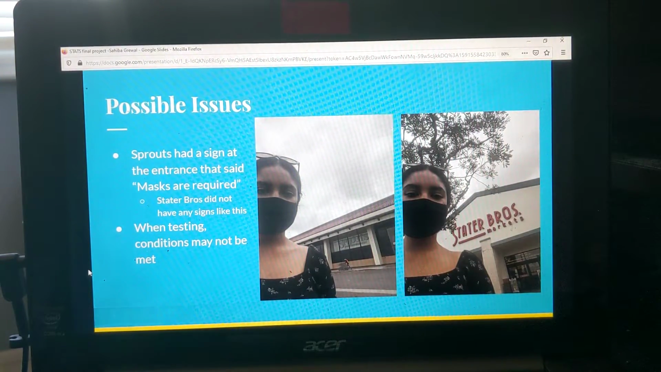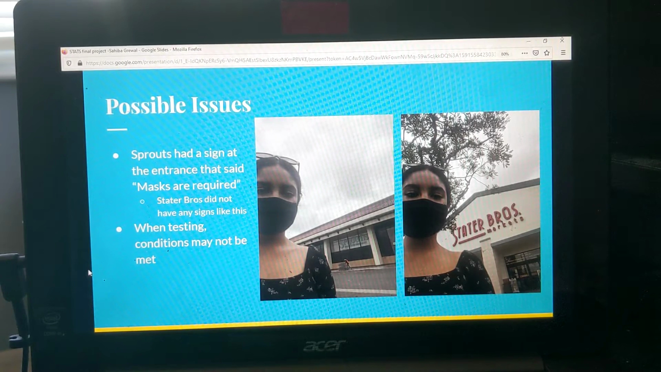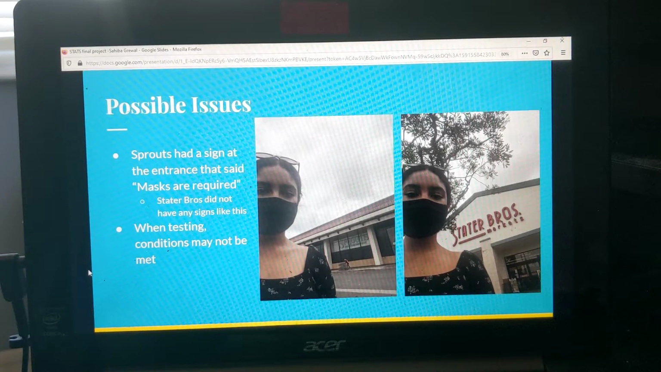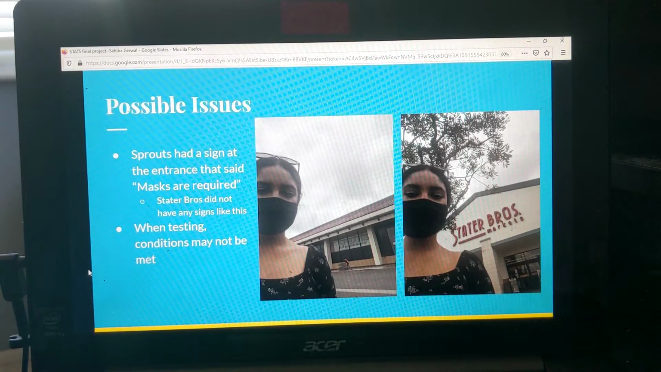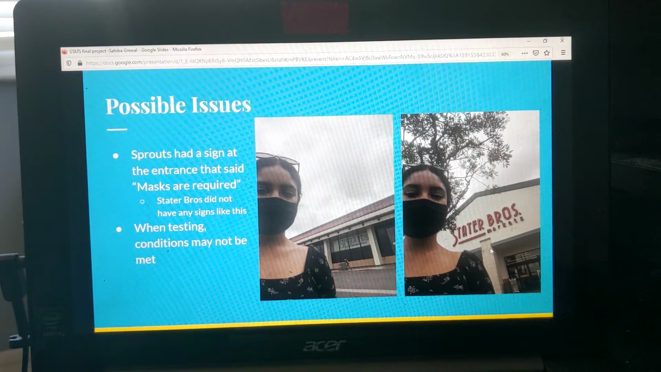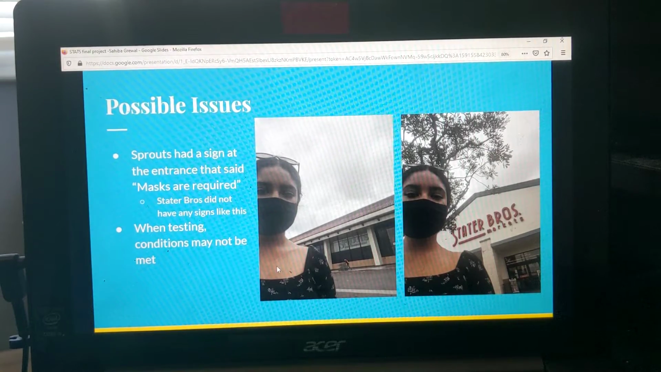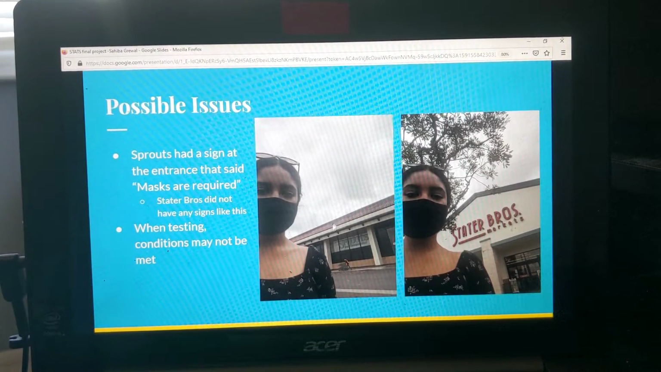So some possible issues. Sprouts did have a sign at the entrance that said masks are required, and Stater Brothers didn't have any signs like this. And then also when doing the testing, conditions may not be met. So here's some pictures from like Wednesday or something when I went to both the stores to collect data.